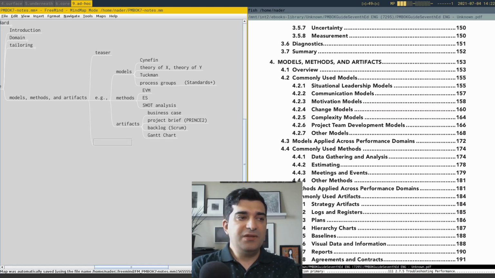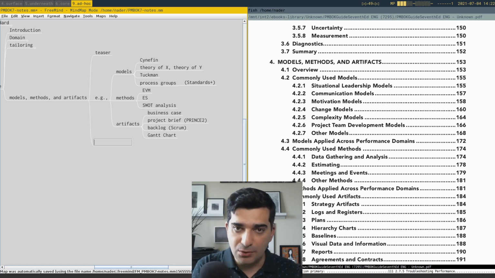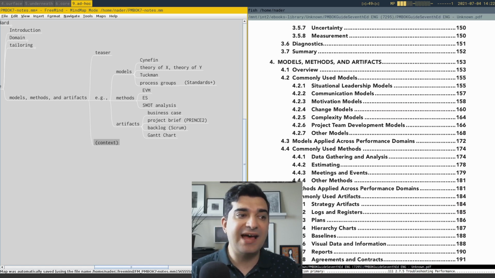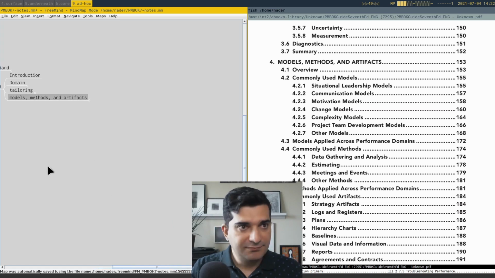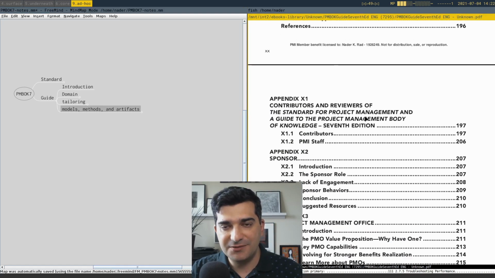Or the business case. What a business case really means depends on the system that you have, the way you use your business case, and so on. So be careful with the context. We don't have the context here. Okay, that was about models, methods, and artifacts.